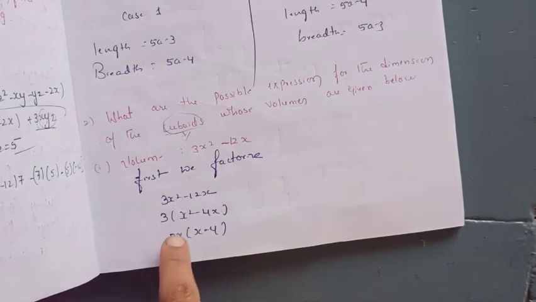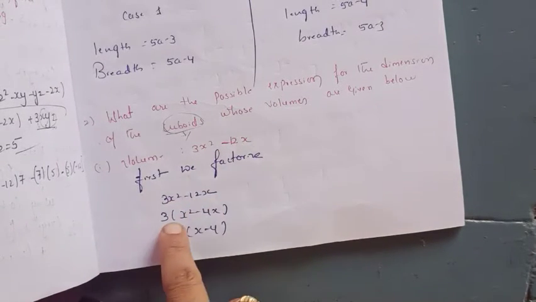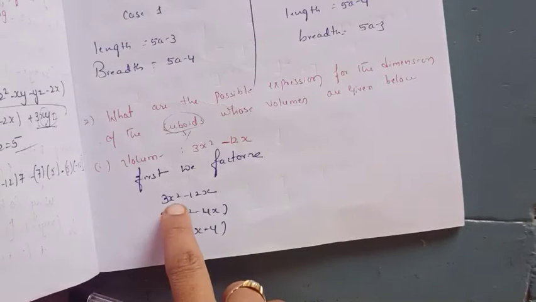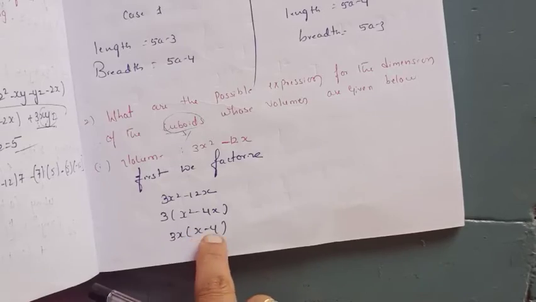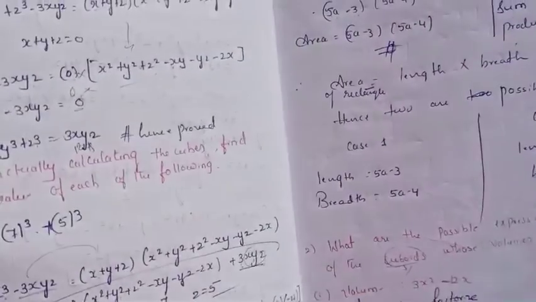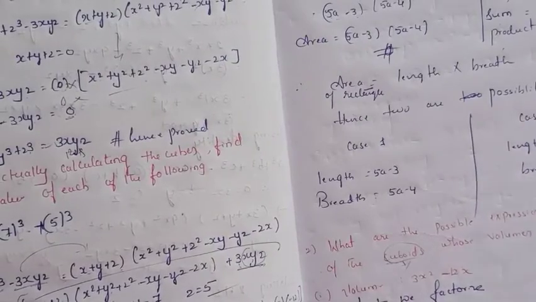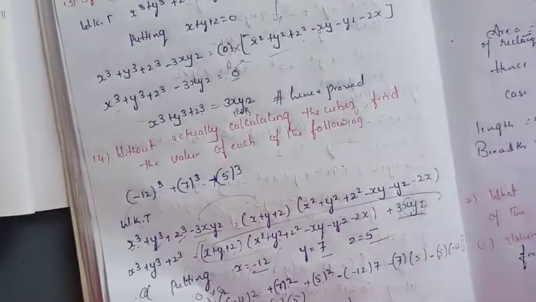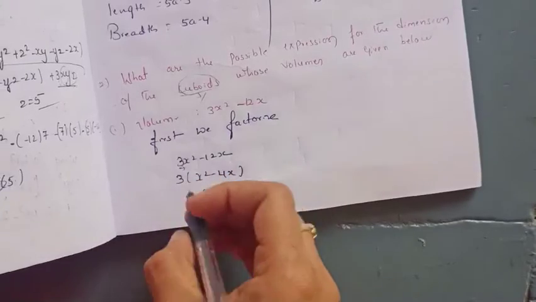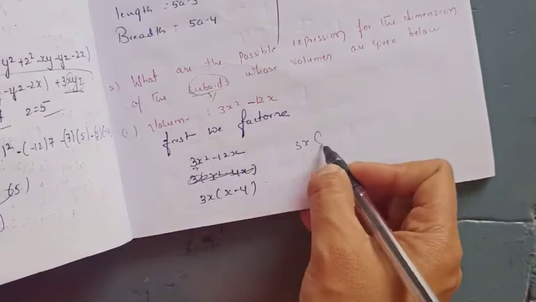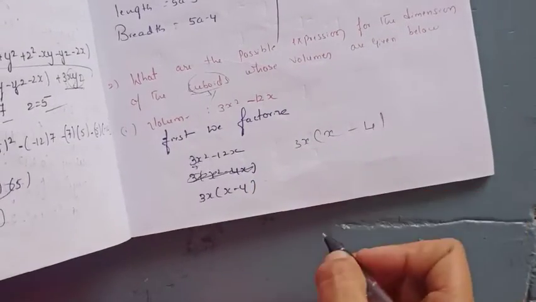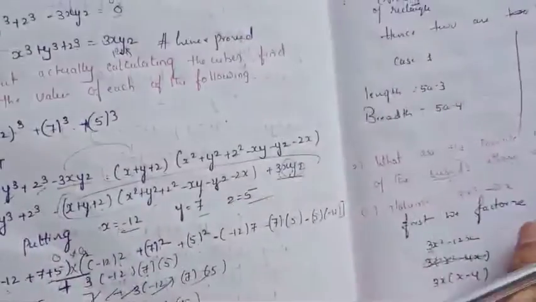Factorize this given expression, that is 3x square minus 12x. 3 into x square minus 4x, because x is common in both terms, so 3 into x square minus 4x. That is 3x into x minus 4. Next, here, 3x is fully common. 3x is common, means 3x, and left with what here? X minus 4. This is the next step.